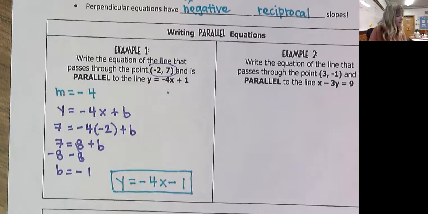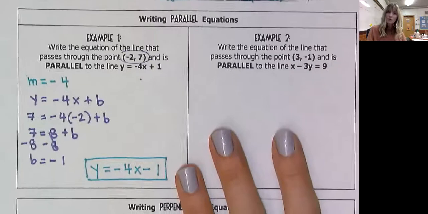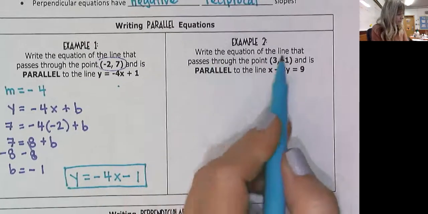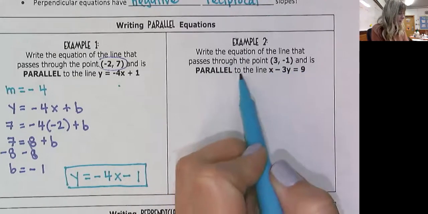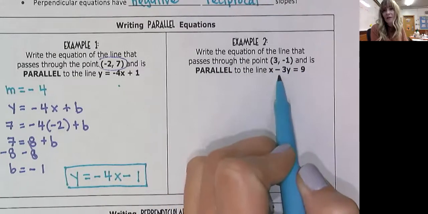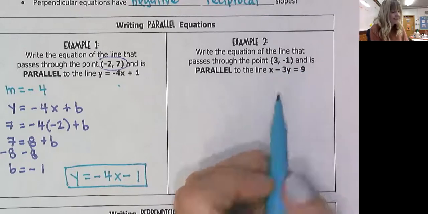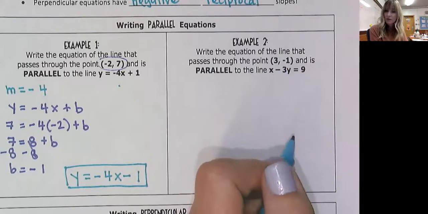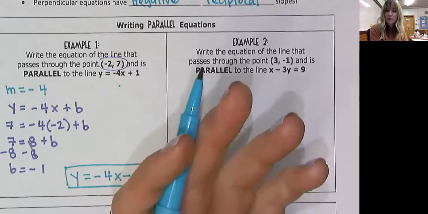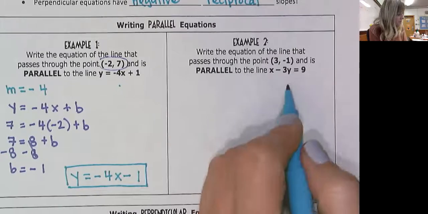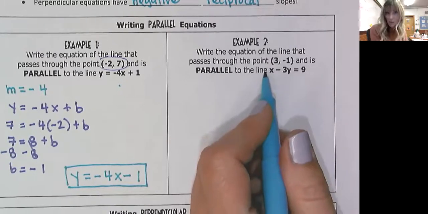All right, so example 2, another parallel example. Write an equation of the line that passes through this point and is parallel to, oh, they made it trickier. Look what they did here. They gave me standard form of this equation, which means I can't just pull the slope from it because I don't know the slope until I'm in slope-intercept form. So the first thing I'm going to have to do here is solve for y.